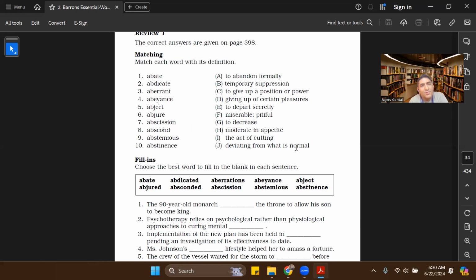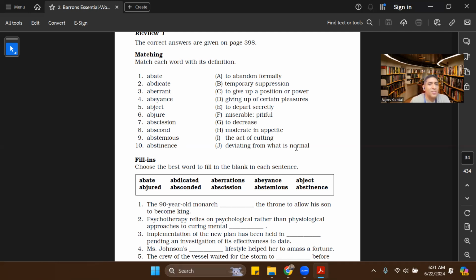I forgot that one. To formally say no to something. He abjured drinking or indulging. So that's abjure. What is abjure? Okay, let's leave abjure right now.